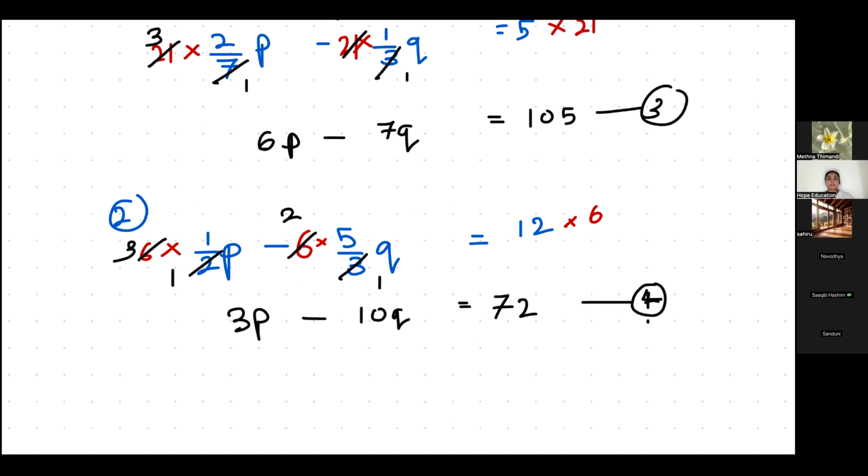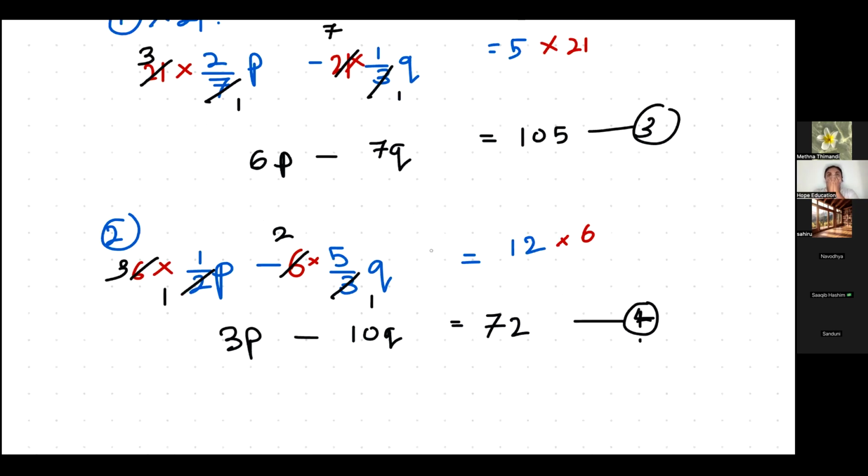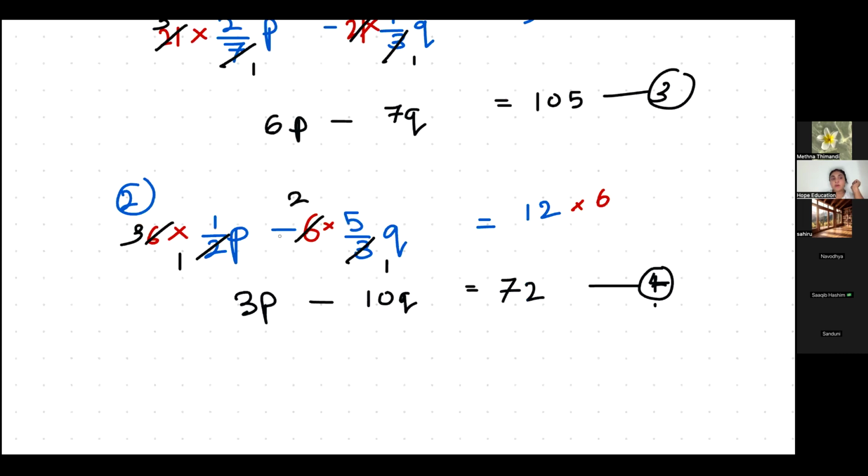Okay, good. Great. Then we have two good-looking simultaneous equations. There are no fractions or anything like that. Now in the simultaneous equations, we need a common element. The 6p here and the 3p here, they are not common. Not the same element. The 7q here and the 10q here, that is also not common. Not the same.